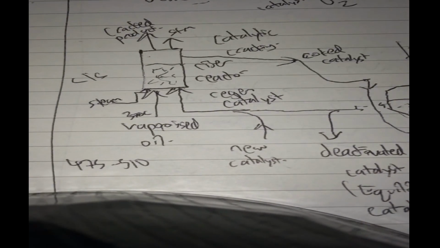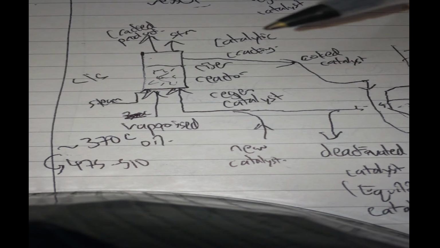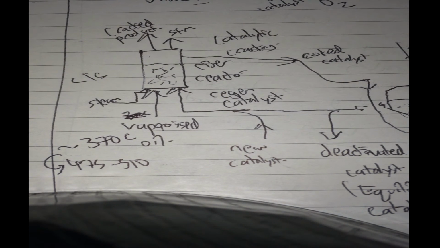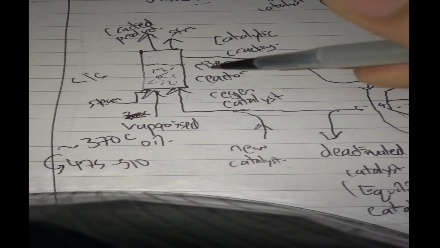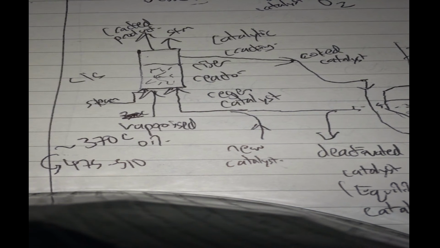And this is because when I add catalyst to the vaporized oil, which is at 370, I need to bring this up to around this temperature. So I cannot have catalyst at this temperature. I must have it hotter. So that will be about 650 and up. So at least I'll need 650 degrees C coming out from the regenerator.